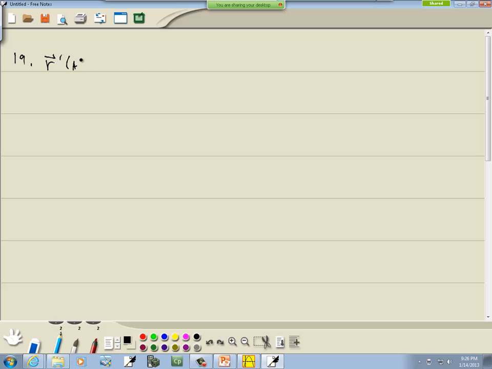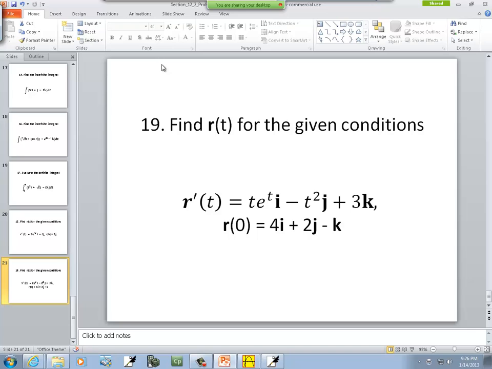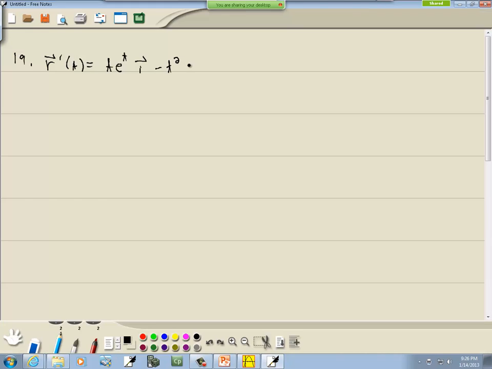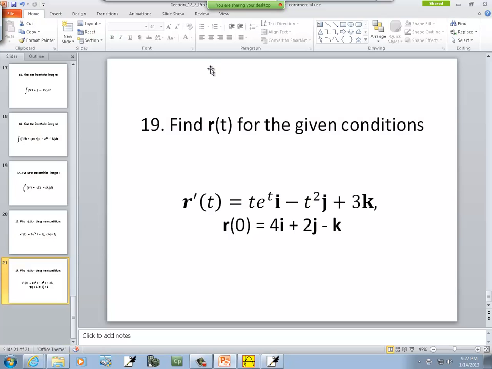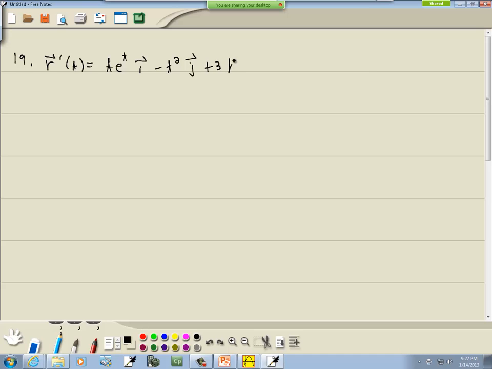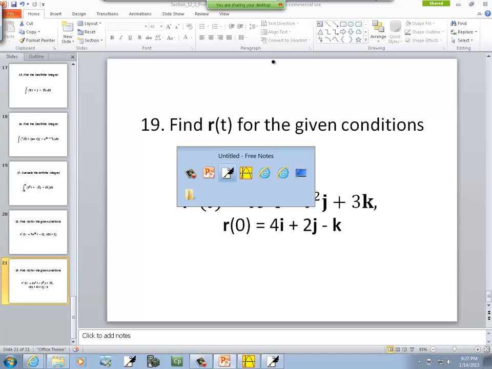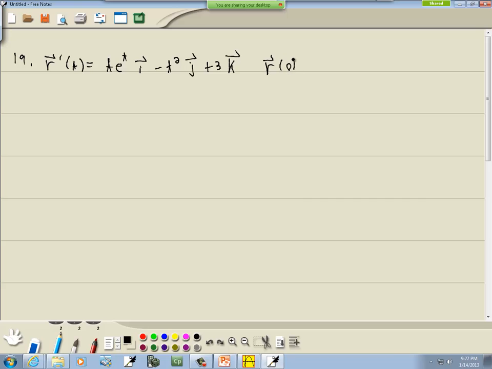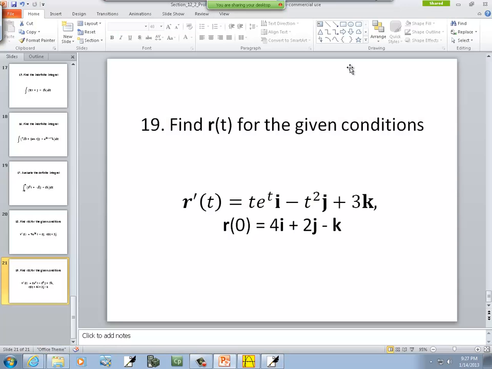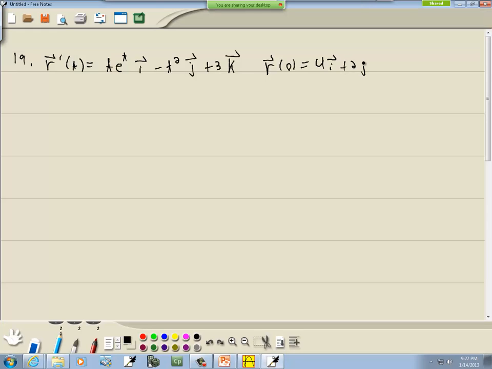So r prime is equal to t e to the t i minus t squared j plus 3k, and r of 0 is going to equal 4i plus 2j minus k.